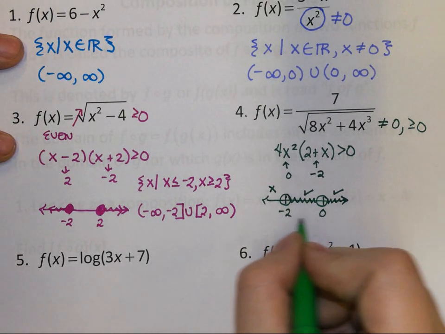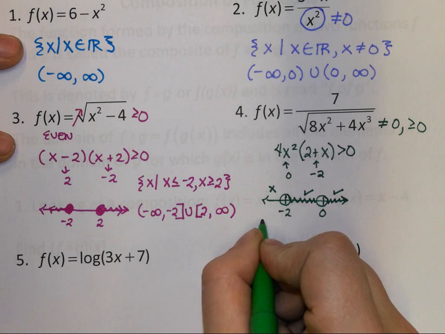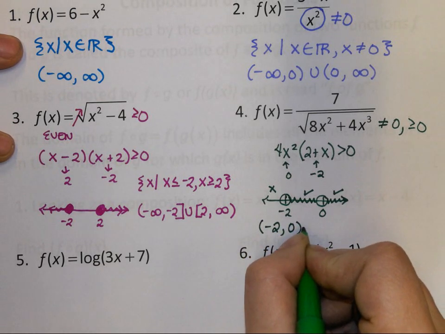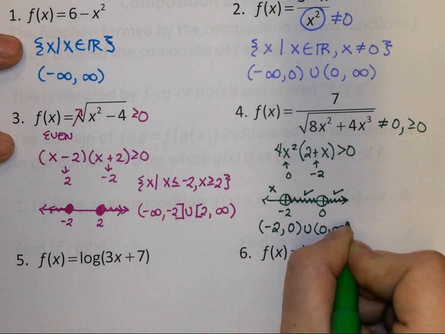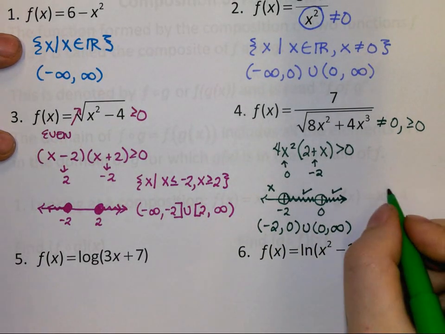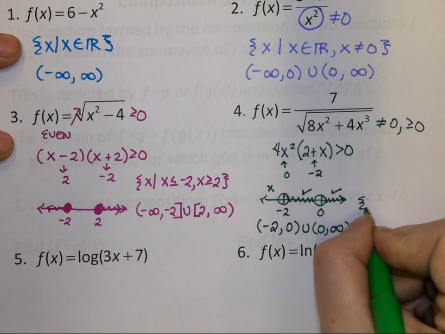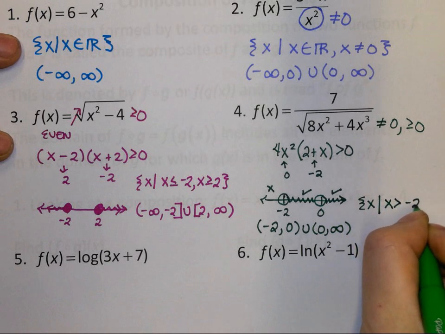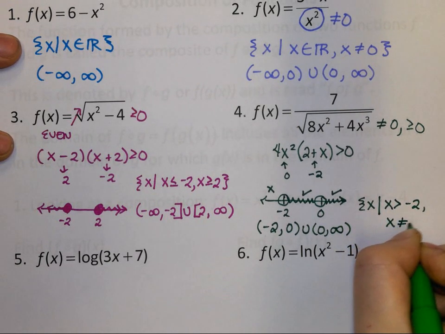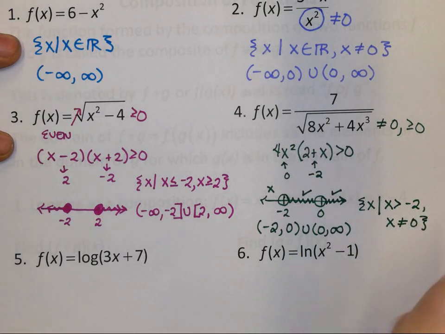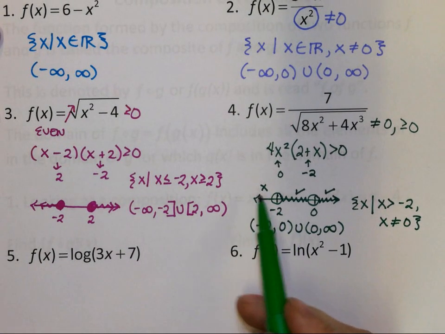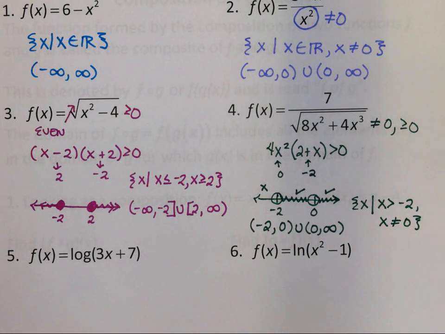So the way that we would write this, if you were to do interval notation, you would say from negative 2, parenthesis, to 0 with the parenthesis, union 0 to infinity. Or if you were going to do set notation, it's the set of x such that x is greater than negative 2, but x can't be 0. Why not say x is less than 0? Because less than 0 is going to continue on over here, which isn't part of the answer.